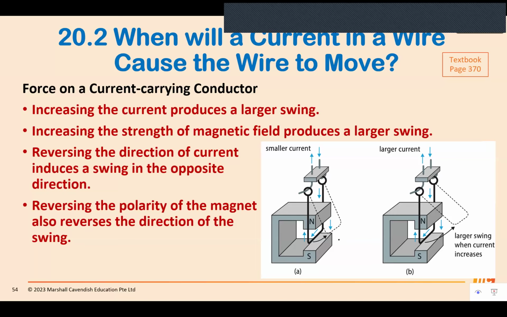If I want to reverse, I want this wire to swing to the left, I could just reverse one item. I either reverse the direction of the current, or I could reverse the polarity of the magnets. Okay, I mean, I reverse the poles of the magnets. Either one is fine. But if you reverse both of them, then the wire will continue to swing in the original direction. In order for the force to be in the opposite direction, only one item needs to be changed.